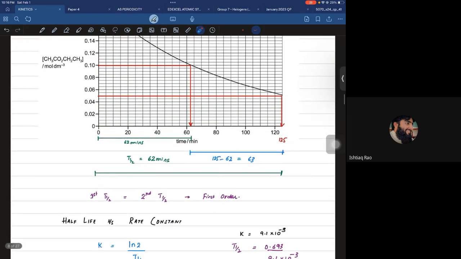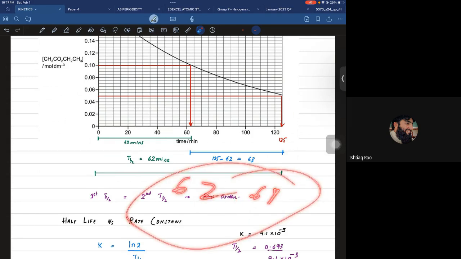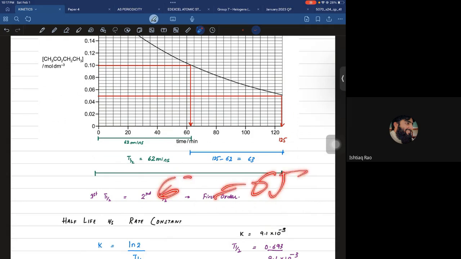So I can say that the reaction is first order, since the first half life is equal to the second half life, give or take 4. If this would be 64 and 62, I would consider that they are the same. If 65 and 62, I would still consider that they are the same. So this is your first order reaction after taking the different half lives.